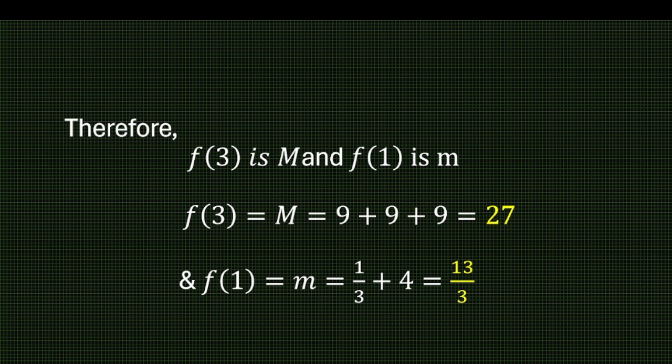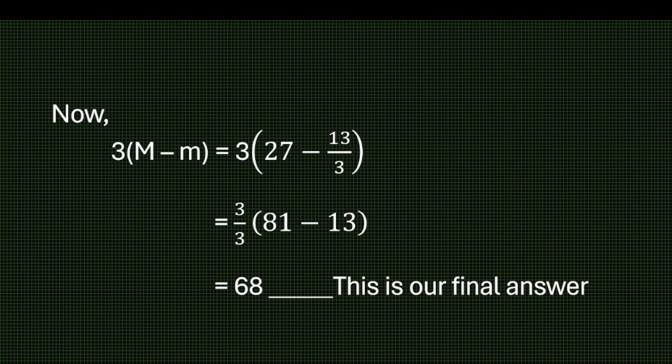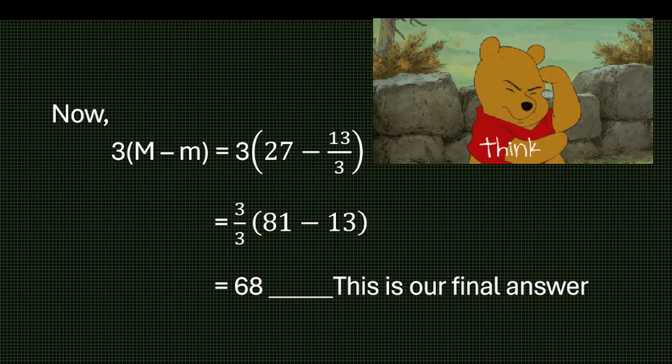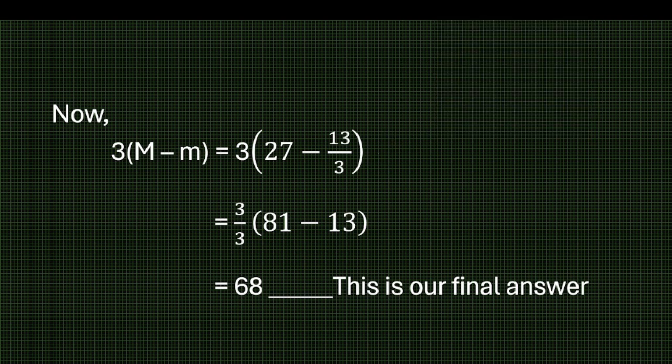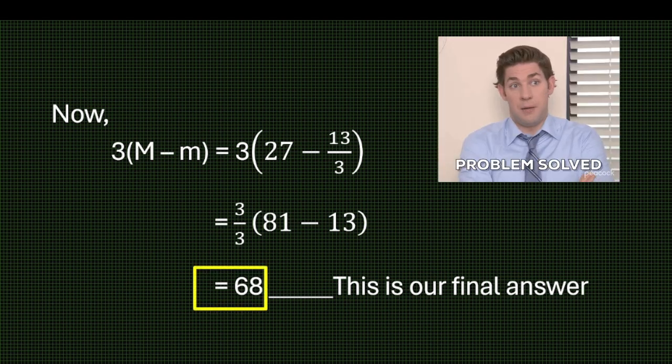Because f(x) is strictly increasing, we can write maximum value capital M is equal to f(3), which is equal to 27, and minimum value small m is equal to f(1), which is equal to 13 by 3. The question asks us to find the value of 3 into capital M minus small m. So 3 into 27 minus 13 by 3 is equal to 81 minus 13, which is equal to 63, and this is our final answer. Thank you.